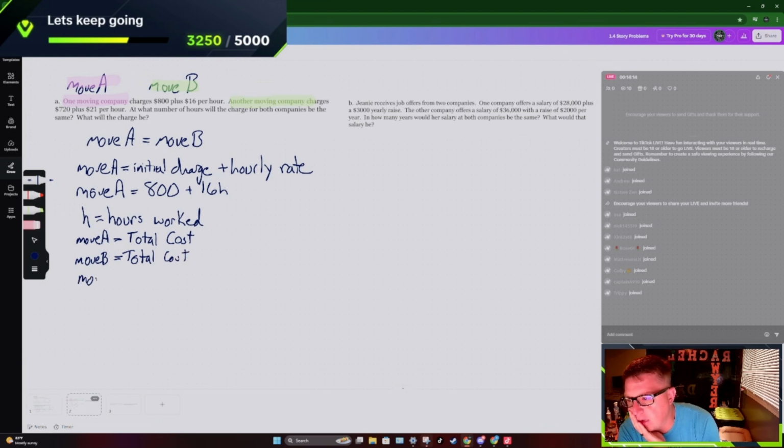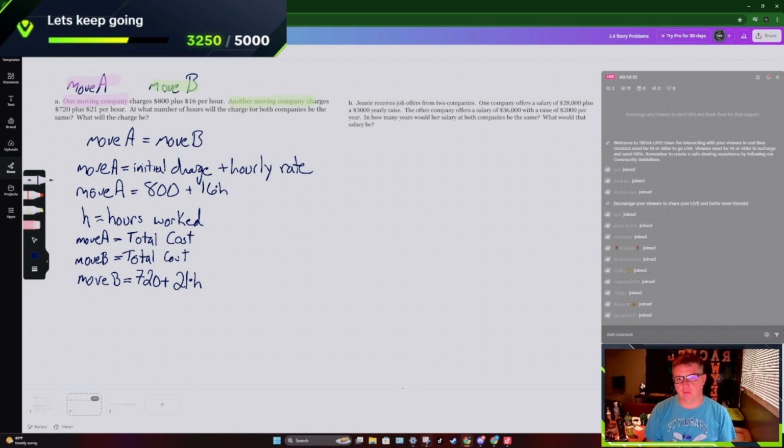But mover B's equation is going to be our initial amount, 720, plus $21 times the number of hours that they work. I guess I'll put a times up there.